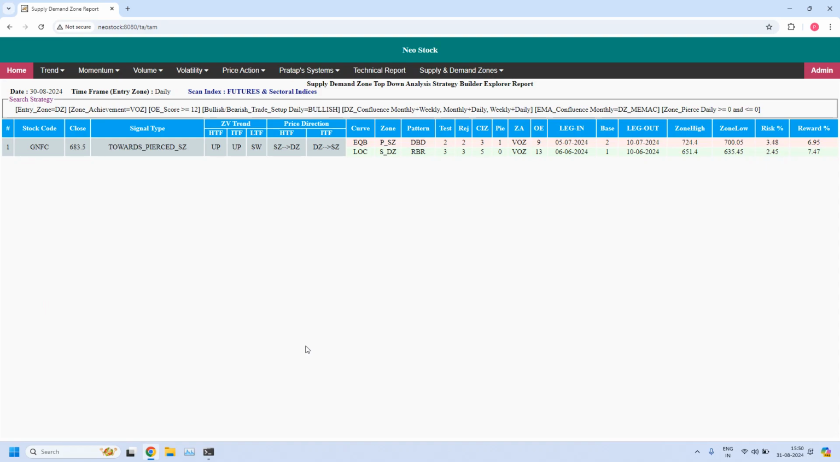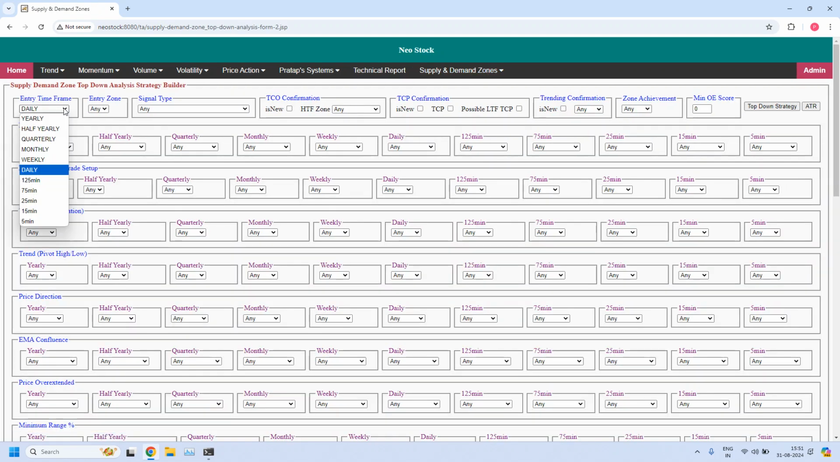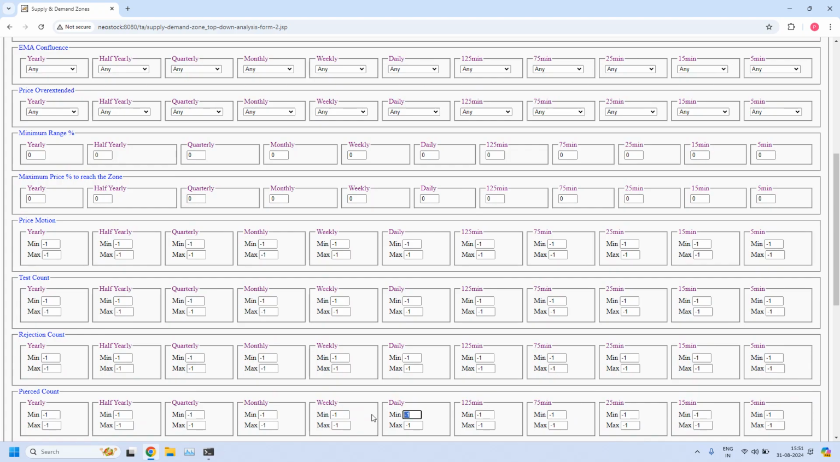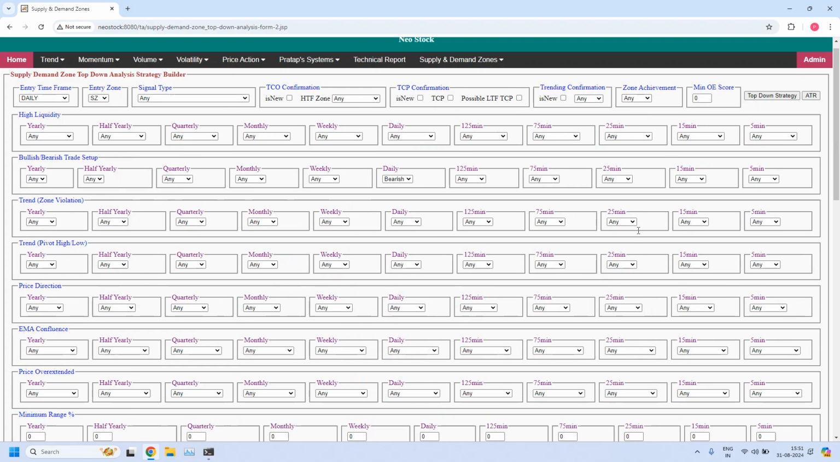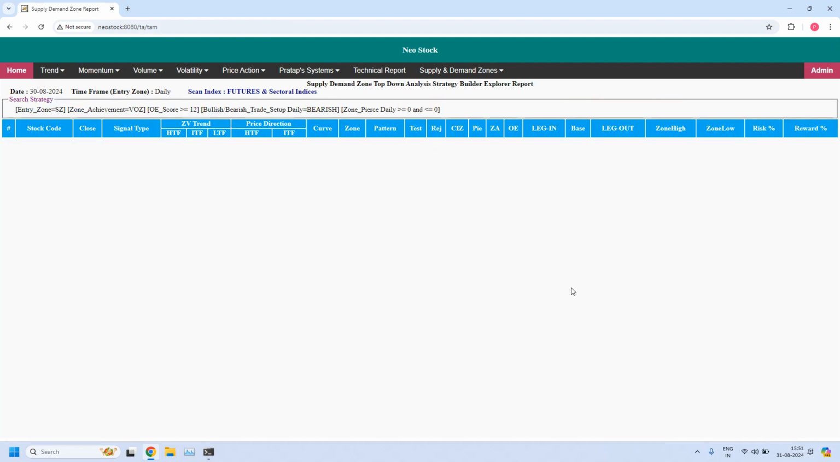Okay, this is about the bullish trade setup for monthly income trade. Next, bearish trade setup for monthly income trade. So the entry time frame is daily, and the entry zone should be a supply zone. In bullish or bearish trade setup at daily, I am selecting bearish, and the daily supply zone should not be pierced. So in the pierced count, daily time frame, minimum value 0, maximum value 0, zone achievement is violated opposing zone, minimum order enhancer score is 12. All the 3 filters are applied to the daily supply zone. Let's verify. So none of the stocks are currently supporting a bearish trade setup for monthly income trade.